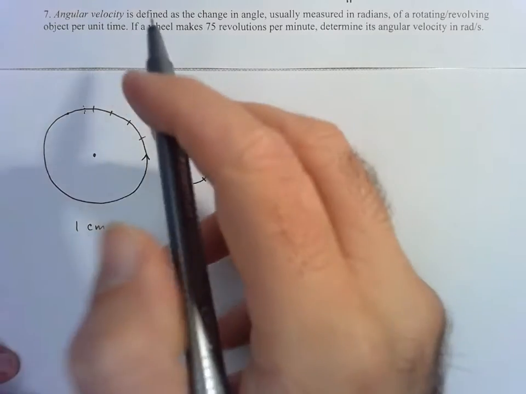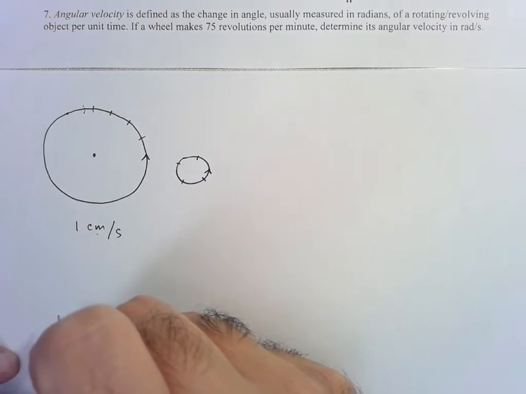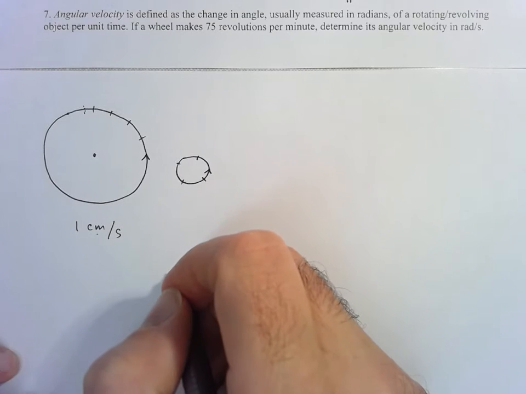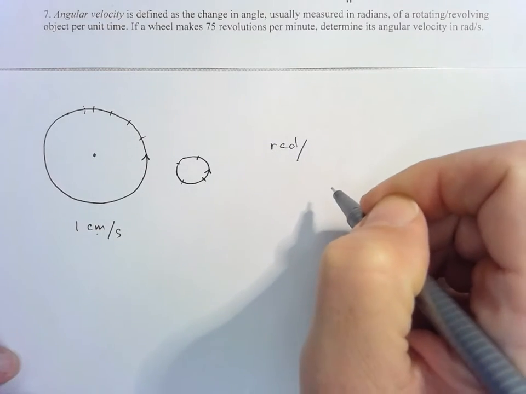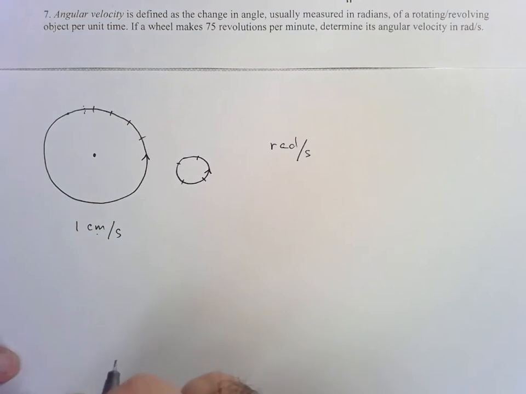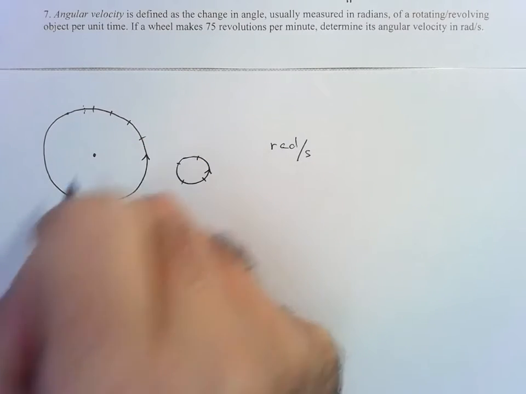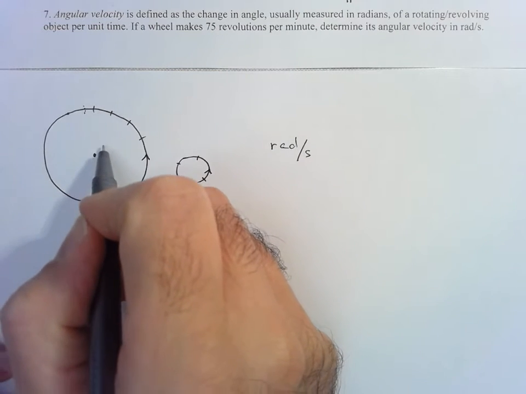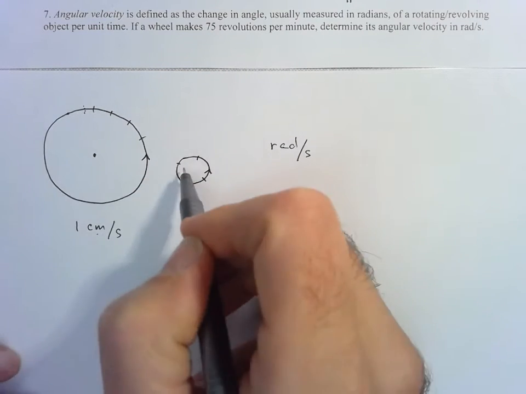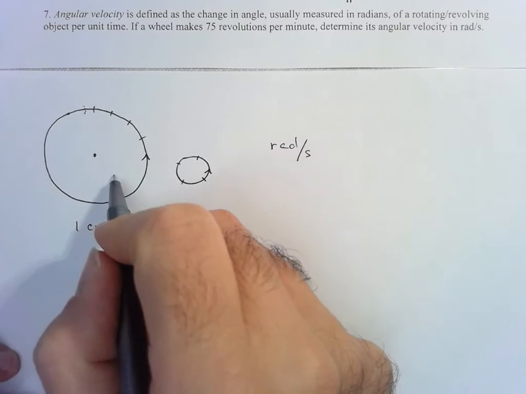So we define this idea of angular velocity, which instead of measuring distance with respect to time, we're measuring an angle with respect to time. And usually that's measured in radians per some unit time. In this case, the question we're going to look at is asking us to describe the motion in radians per second. So what's the rate of change of the angle as you're moving around? If you're moving around the circle at the same angular velocity, that would not change with respect to the size of the circle.